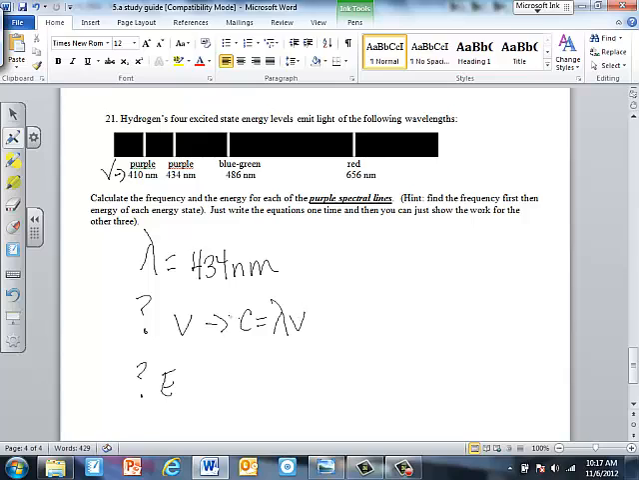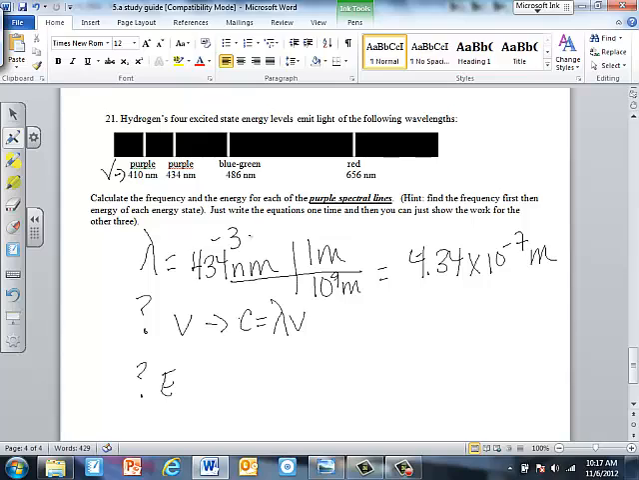You do the frequency using the speed of light equation. And before you do that, you do have to go from nanometers to meters. Okay, and this would be 4.34 times 10 to the negative 7th meters. 3 significant figures in your data, so you're going to keep 3 significant figures for all of your answers.